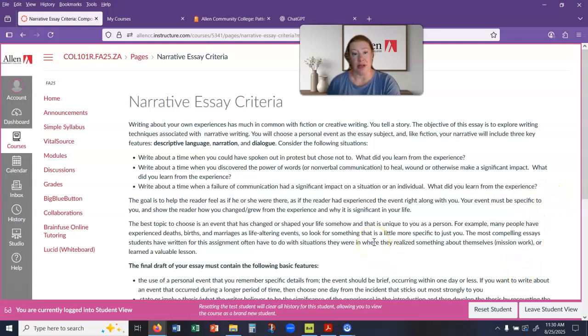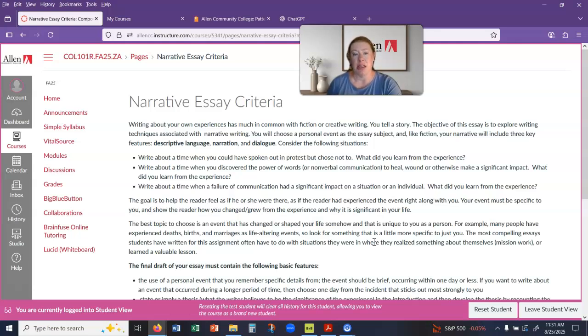The assignment for the narrative essay is to pick an event, something that happened to you, preferably something short, some type of incident that happened within a day or less that changed you in some way. It was significant to your life in some way and made you a different person once the event was over with. It may be something really dramatic. I have a lot of students who write about things like car crashes, but it may also be something like a conversation that you had with someone, or maybe you were somewhere and you saw something that made you think about life a little bit differently.